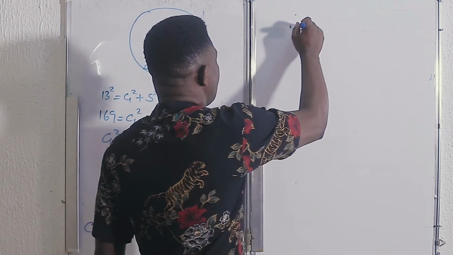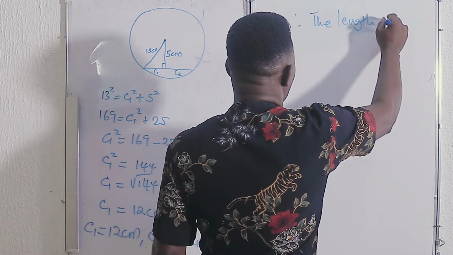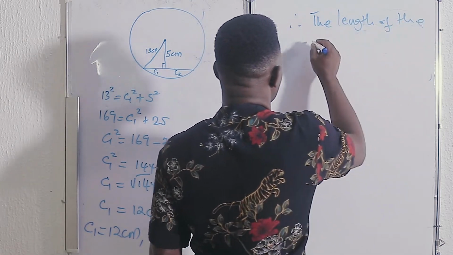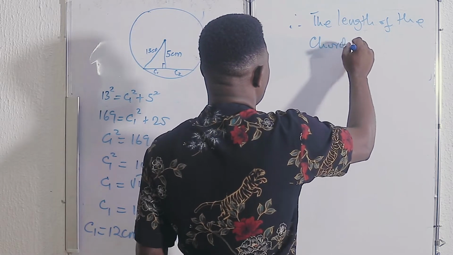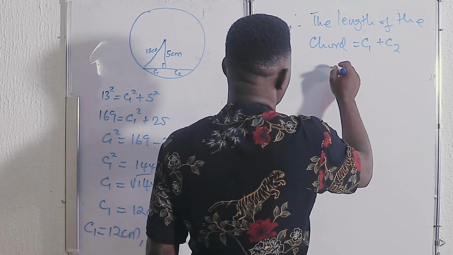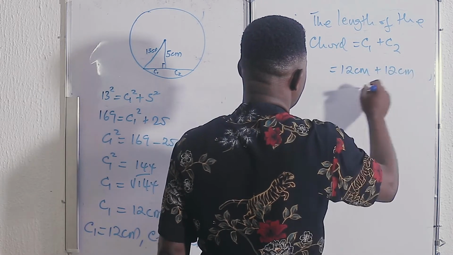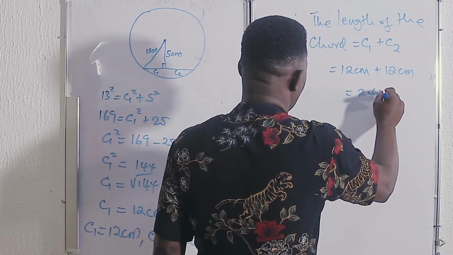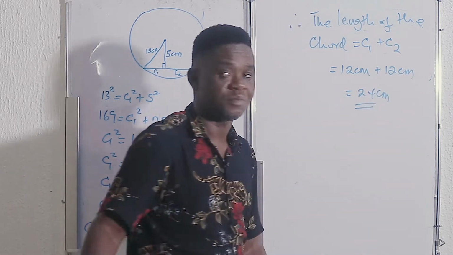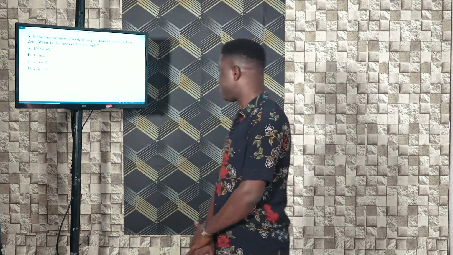Therefore, the length of the chord, which is equal to C1 plus C2, is equal to 12 centimeters plus 12 centimeters, which is 24 centimeters. So the correct answer is D. Number 6.